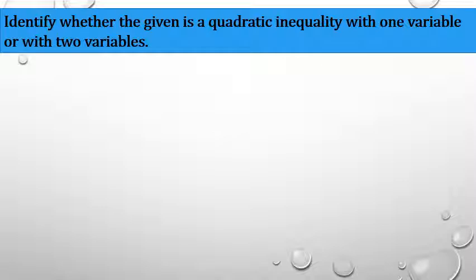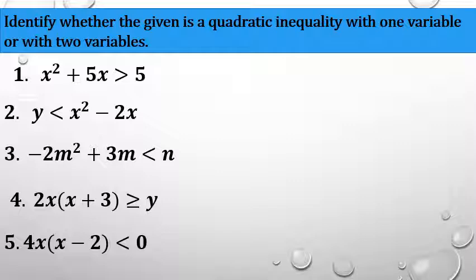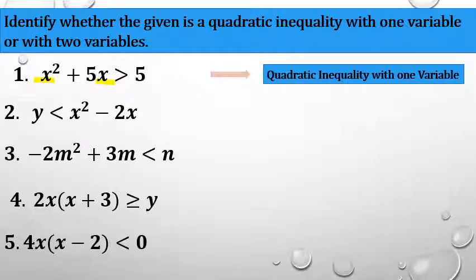Identify whether the given is a quadratic inequality with one variable or with two variables. So number 1, x squared plus 5x is greater than 5. Anong variable ang makikita? So, meron tayong x. Ibig sabihin, it is a quadratic inequality with one variable.